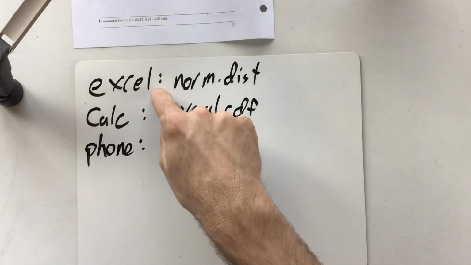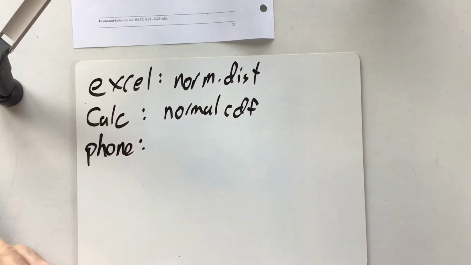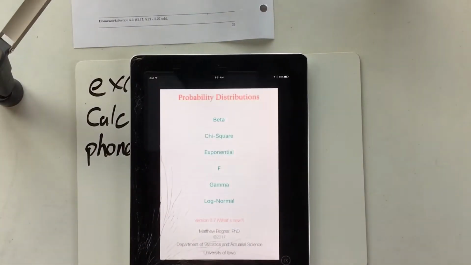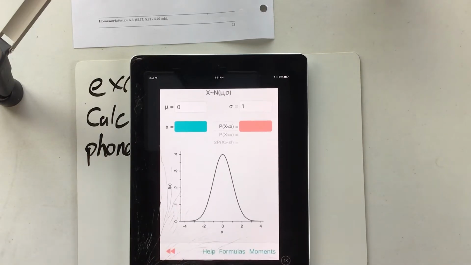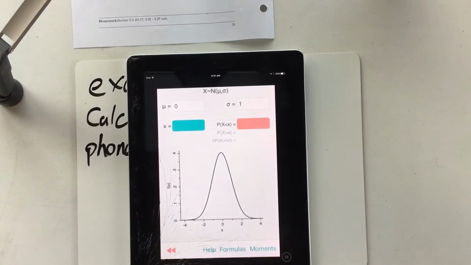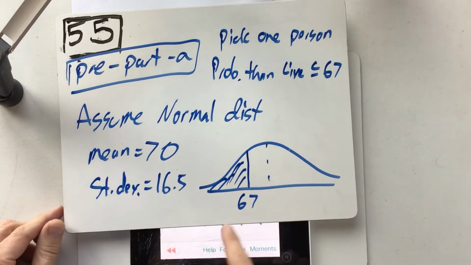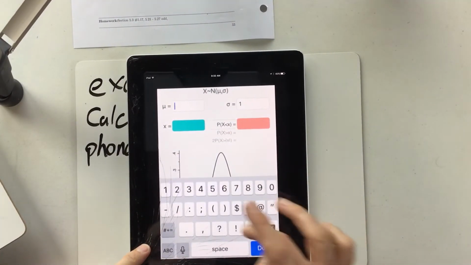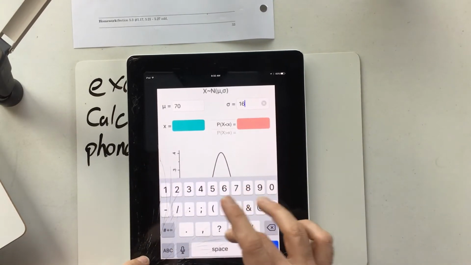If you feel really confident with Excel, really confident with the calculator, go for it. If you don't, why don't you go get that app on your phone and we'll all follow along with the same thing. So I'm going to get my probability distributions app, and then I'm going to scroll and look for the normal distribution. And so we get normal, and you can see our picture here. So you can see that I've got my mu, my sigma, my x, and my probability. So what am I looking for? My problem, you can see I have a mean of 70, a standard deviation of 16.5, so that means I come over here. I'm going to type 70 in this spot, and I'm going to type 16.5 in this spot.